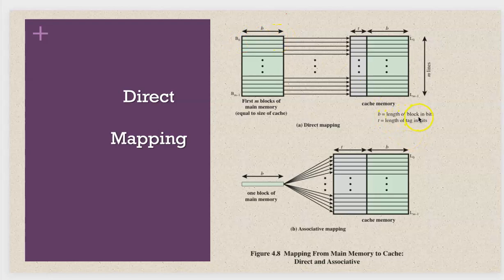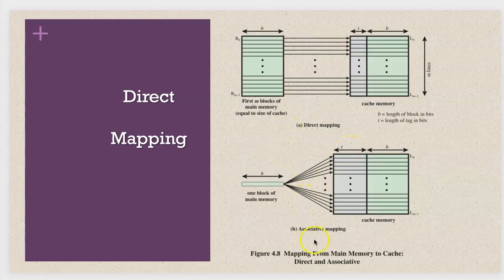So B is length of block in bits, and T is length of tag in bits. So you would see that this line size is the same length as the length of block in bits, and T is the tag in bits, which is not related in any way or in any shape or form to the main memory. For the cache, you would have m lines. For the main memory, you would have capital M number of blocks.